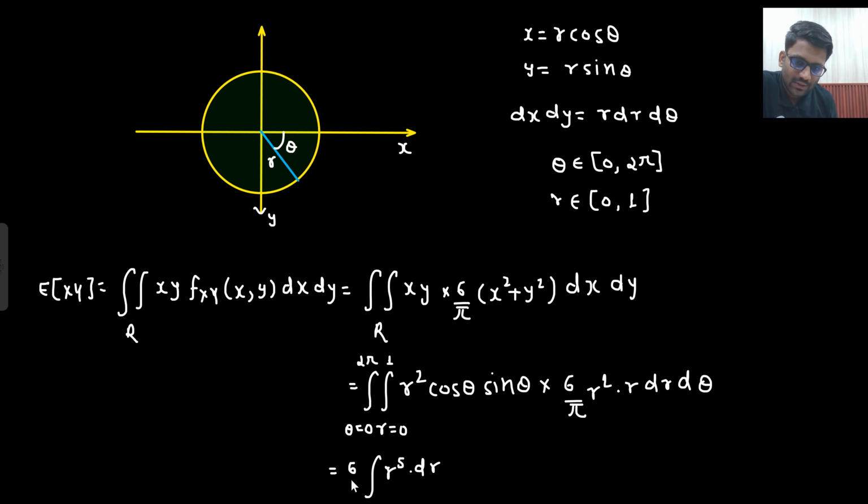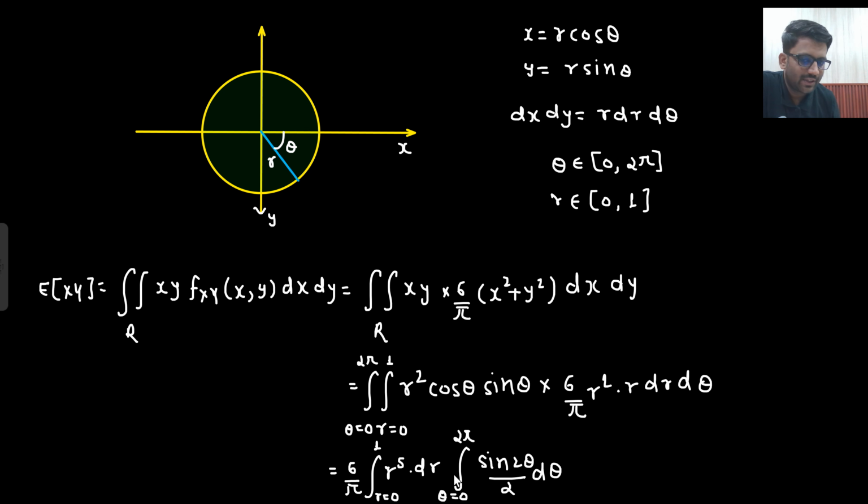And here it would be 6 by pi. Right? And limit of r is going from 0 to 1. And here cos theta sin theta. If I multiply and divide by 2, what I will get? 2 cos theta sin theta divided by 2 into d theta. So what is this 2 cos theta sin theta equivalent to? That is equivalent to sin 2 theta. So it is sin 2 theta divided by 2 d theta. And limit of theta is going from 0 to 2 pi.